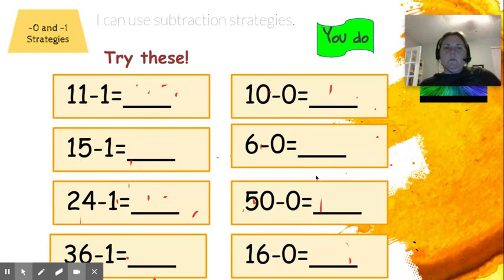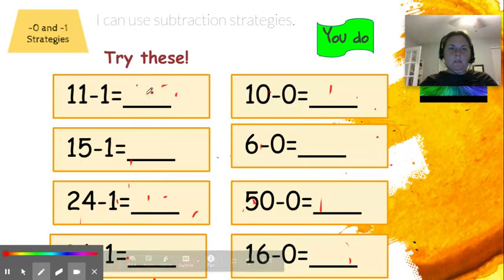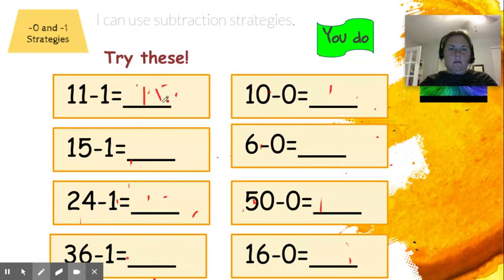All right. So we'll do these last ones together, and then we'll be done. Okay. So 11 minus 1, count backwards, 10. Good. 15 minus 1, 14. Good. 24 minus 1, 23. 36 minus 1, 35.